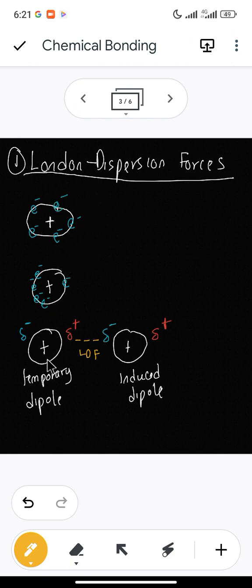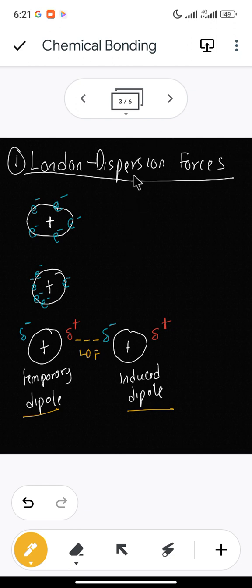It occurs between a temporary dipole and an induced dipole. Understand? So in terms of a molecule, you can assume this to be a molecule, let's say a bond between two atoms. Assume this to be a molecule. So it just occurs between a molecule which is a temporary dipole and a molecule which became a dipole as a result of the presence of this other dipole.